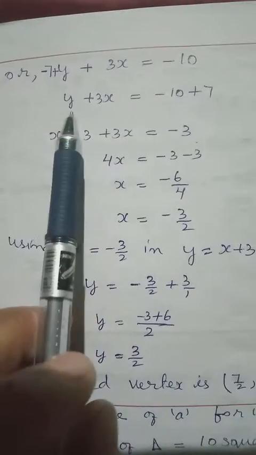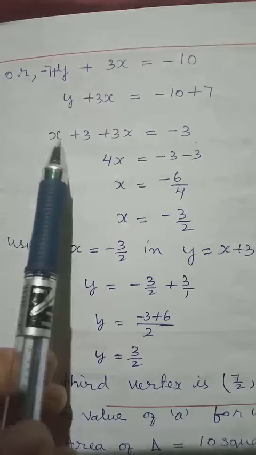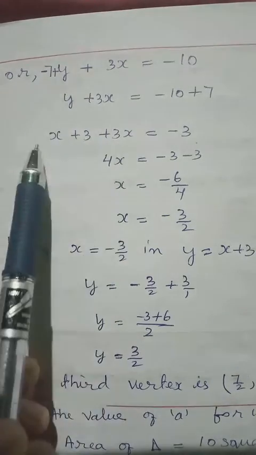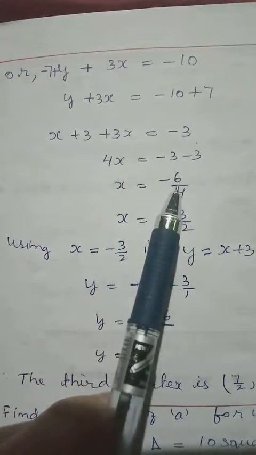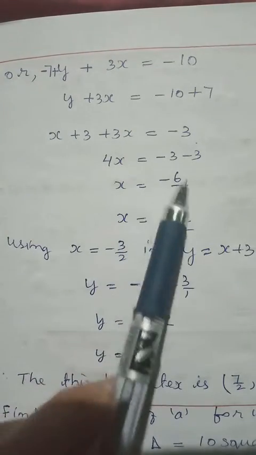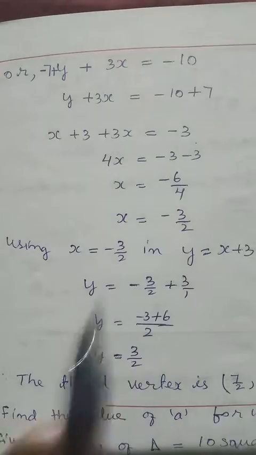Then as usual, from the question already given, y equals x plus 3. So 3 plus 1, 4. This is plus, taking it to that side becomes minus. Both minus, we have to plus. 6 by 4 divided by 2, we get minus 3 by 2.